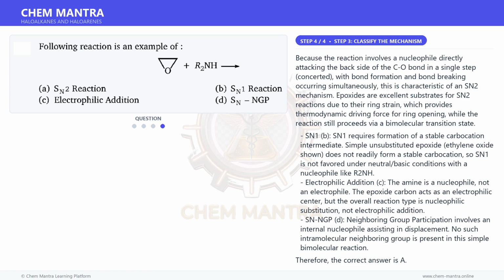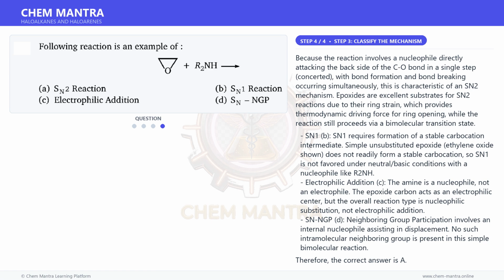SN1 requires formation of a stable carbocation intermediate. A simple unsubstituted epoxide, ethylene oxide shown, does not readily form a stable carbocation, so SN1 is not favored under neutral or basic conditions with a nucleophile like R2NH.